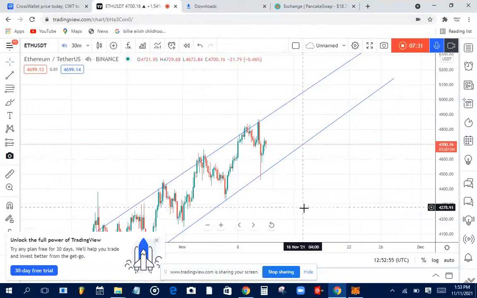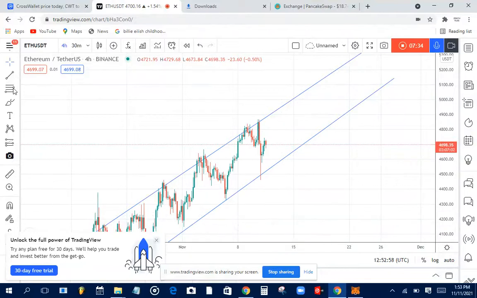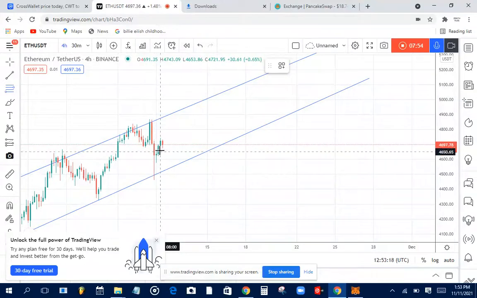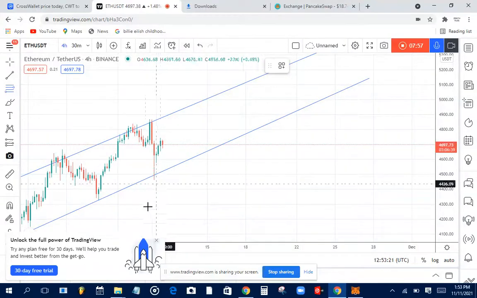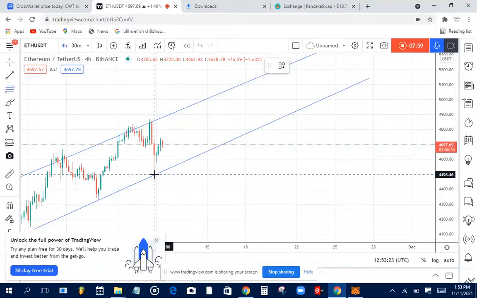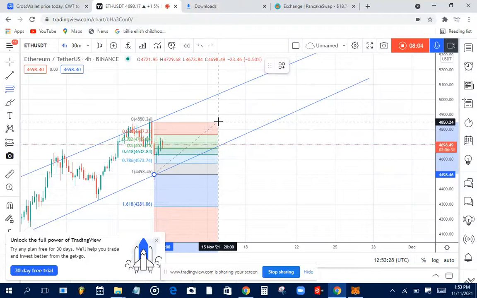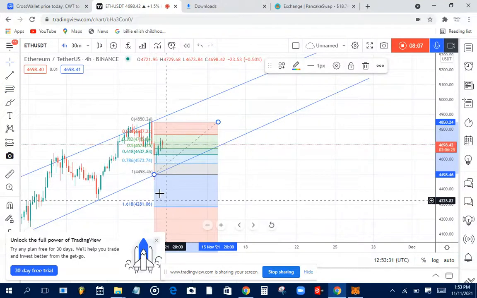So right now, if you're confused about your support and resistance, then you can bring in your Fibonacci retracement. Because this is a buy trend, from the lowest point to the current price, you can see the price of Ethereum right now is 4,690. That's the current price of Ethereum. Because this is the lowest point and this is the highest point, and this is a buy trend, we're going to do our Fibonacci from bottom to top. I'm also going to teach you how to use Fibonacci.